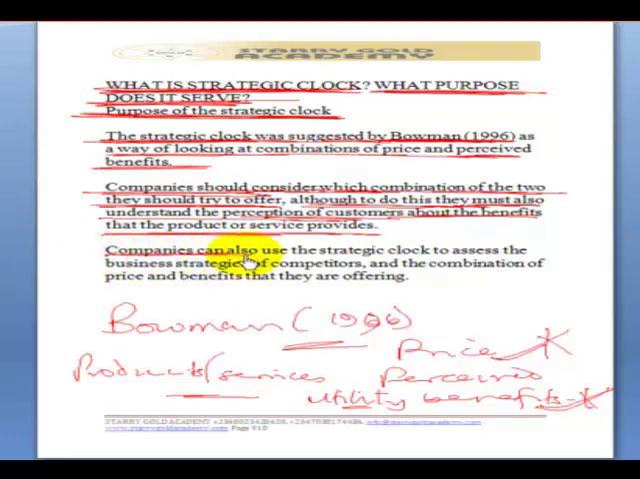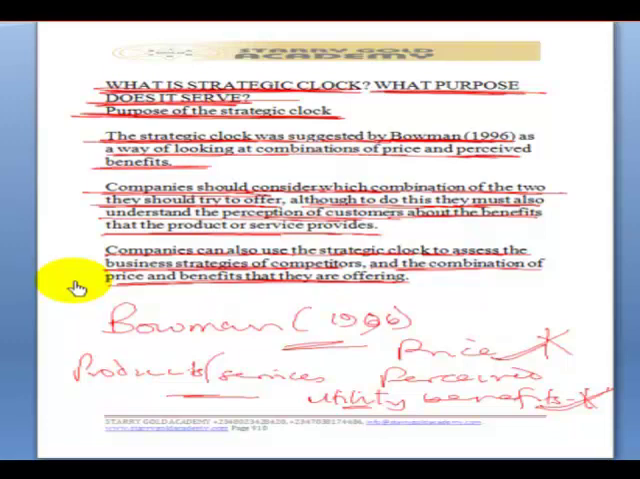Hence, companies may also use the concept of strategic clock to assess the business strategies of competitors, as well as the combination of price and benefits which they are offering to the general public. So this strategic clock can be employed at a point in time for the purpose of assessing the business strategies.